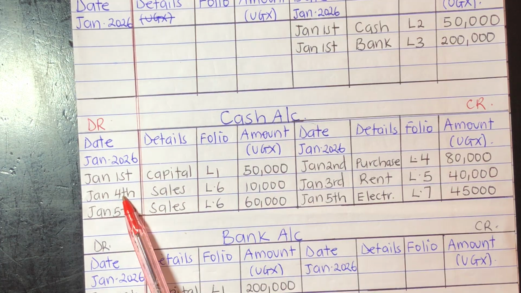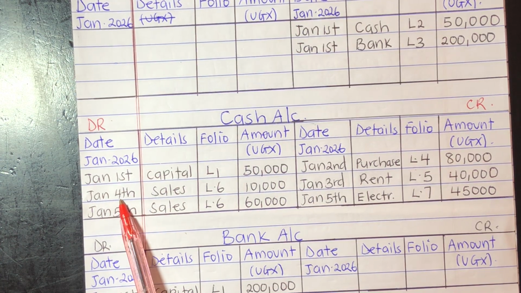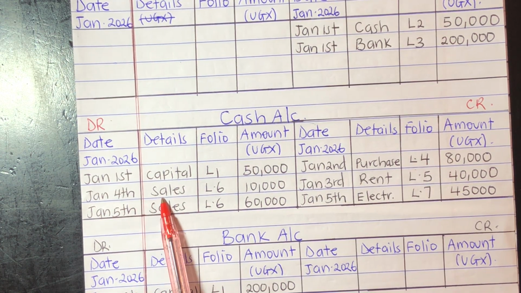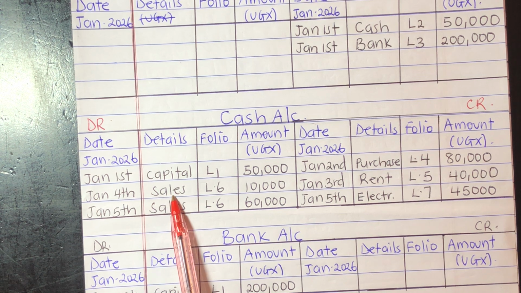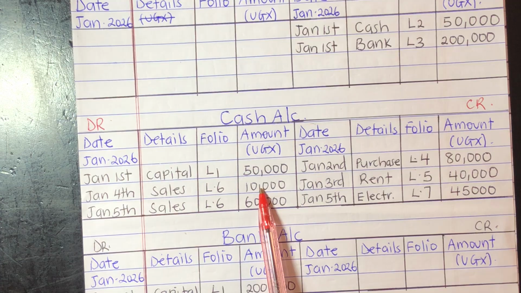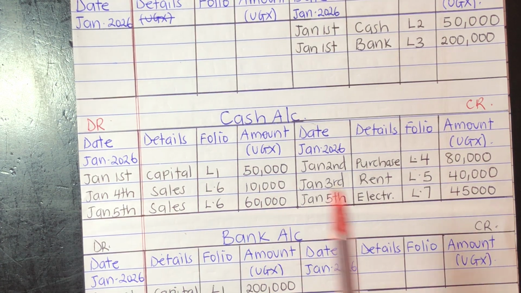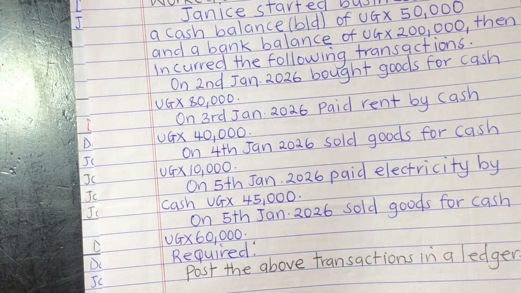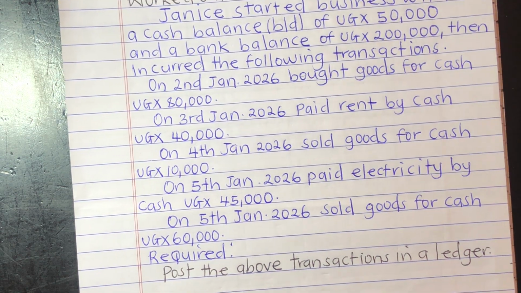So here we're receiving cash. On January 4th, same, we come and record this amount, meaning cash is receiving money from the sales account, and the sales account is ledger 6, which is 10,000. That is the dual recording, meaning we are done recording on the 4th. Let's come back and record on the 5th.